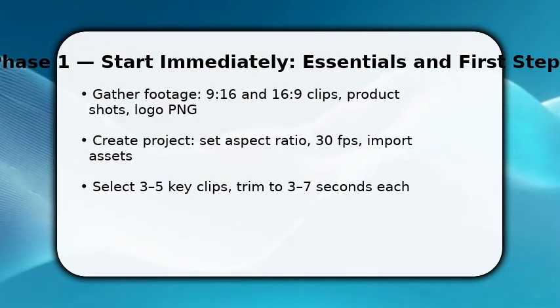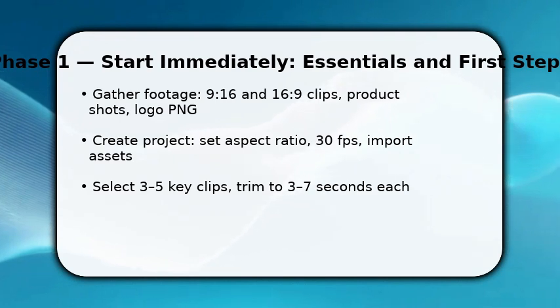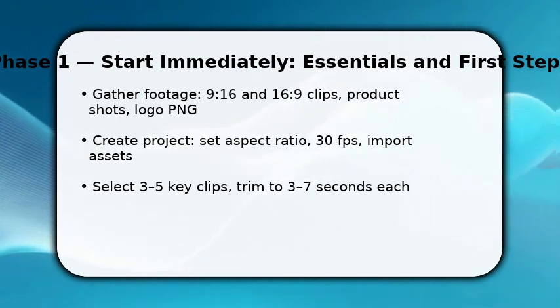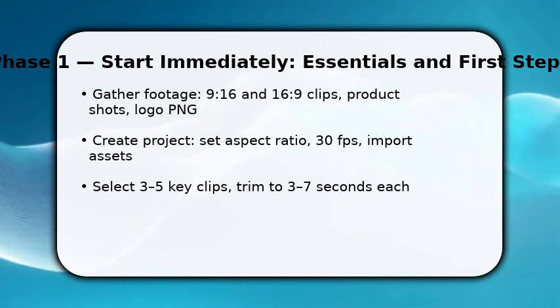Enjoy the video. You begin by importing your media and setting the project ratio. Choose 9:16 for Reels or 16:9 for YouTube. Once done, scan clips and pick 3-5 high-impact moments. Trim each to 3-7 seconds to keep pace and viewer attention.